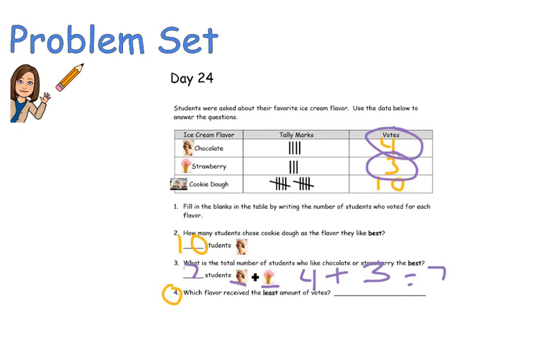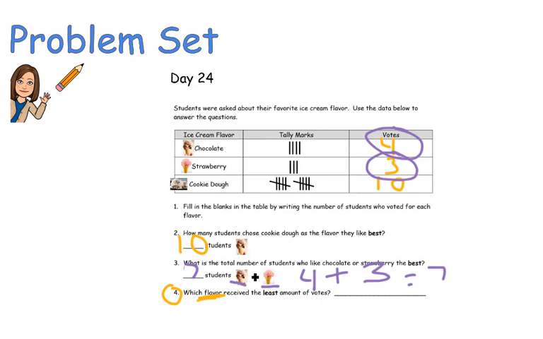Is 10 the smallest number? Is 3 the smallest number? Or is 4 the smallest number? 3. So that means that 3 is the least. But this question wants to know what flavor. So we have to actually write the flavor.